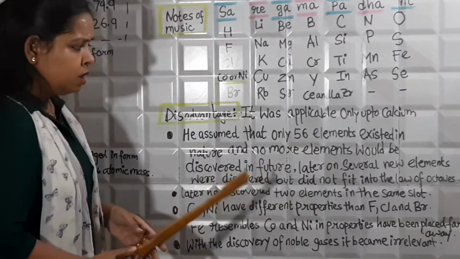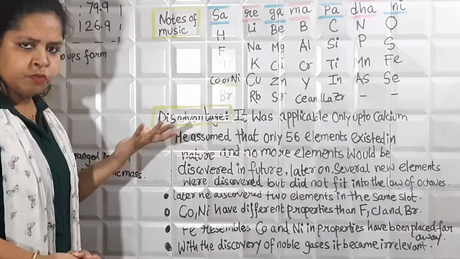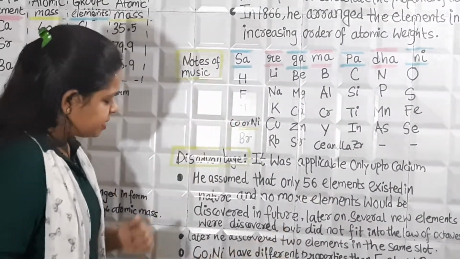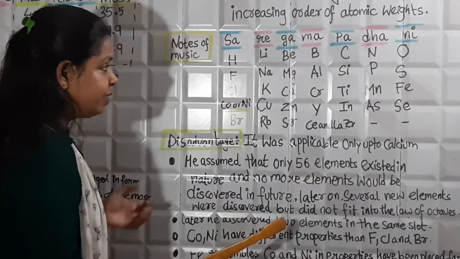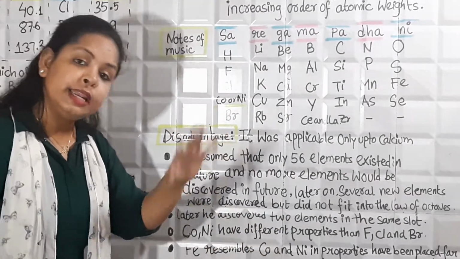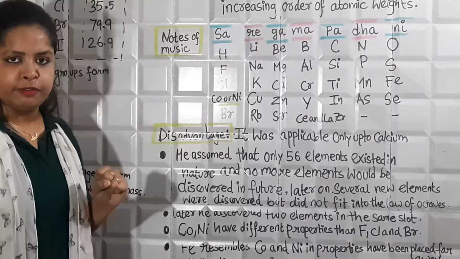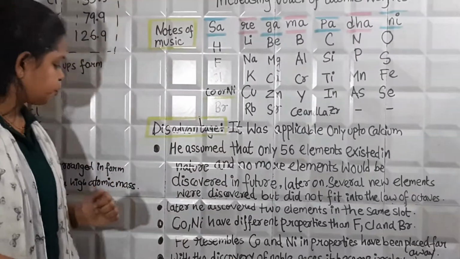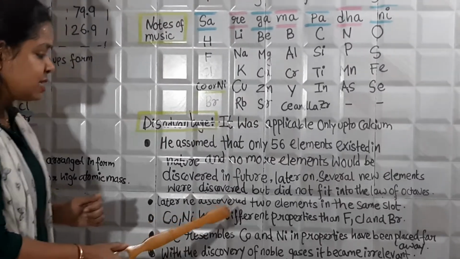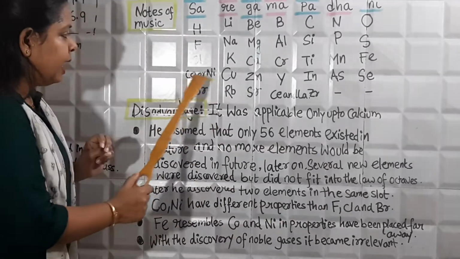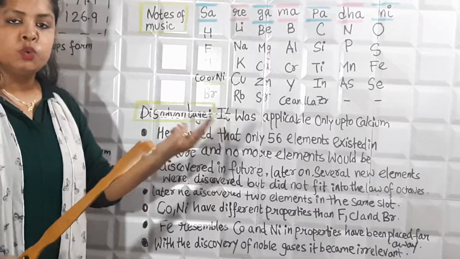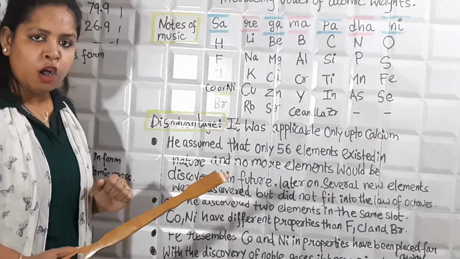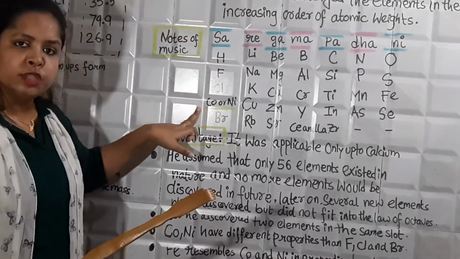Later, several new elements were discovered. We know that 118 elements are there. But he was unable to fit them into the law of octaves. Then two elements, cobalt and nickel, were discovered, and they did not fit into the law of octaves.